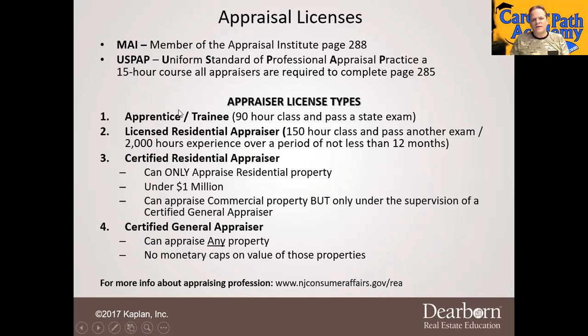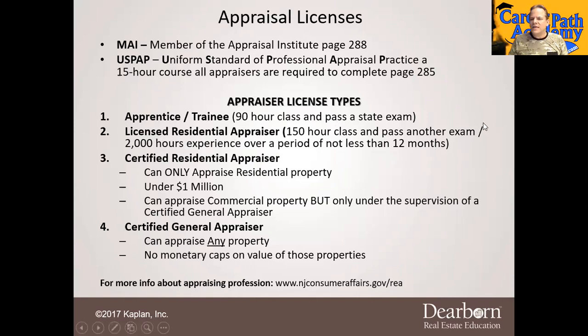But if they're more particular about it, there are different types of appraisal licenses. First off, you start off as an apprentice trainee. You got to take a 90-hour class and pass a state exam in just the stuff that we covered in this chapter. Then you're an apprentice trainee. Then you could go back, after working under one of these other license types as an apprentice trainee for a period of time, to become a licensed residential appraiser. But you're going to have to take another 150-hour class and pass another exam, after you have 2,000 hours of experience under your belt, being an apprentice trainee for at least a year.